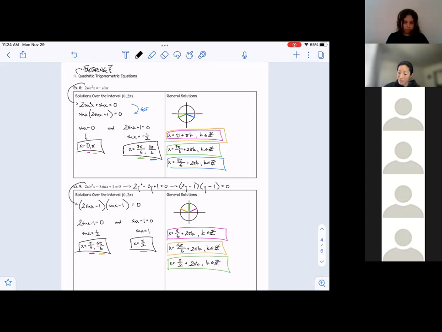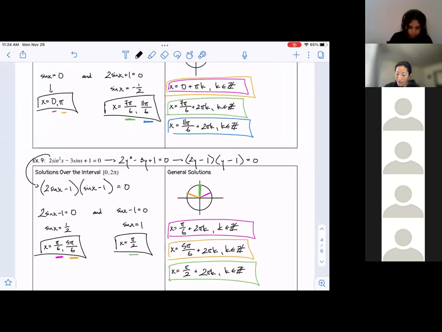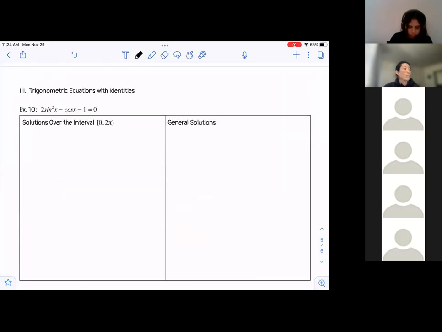All right, so we are in the home stretch here. We're going to take a look at trig equations with identities. I've chosen some examples that do a few different types of identities just to get us back in the swing of which identities are valuable, which ones come up again and again, and which ones we tend not to see as much.